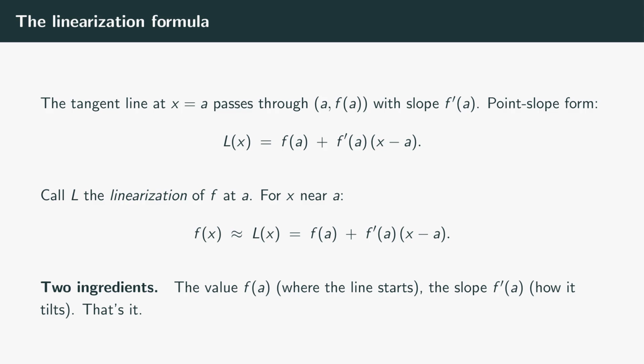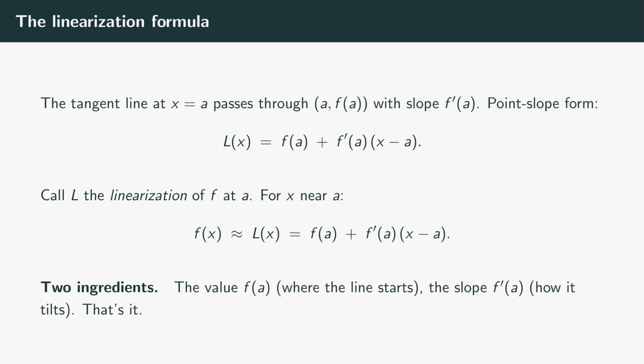Here's the formula. We want the equation of the tangent line to the graph of f at the point with x-coordinate a. The line passes through the point a, f of a. The slope of the line is f prime of a, by definition of the derivative. Use point-slope form. The equation of the line is L of x equals f of a plus f prime of a times the quantity x minus a. That's it. That's the linearization.